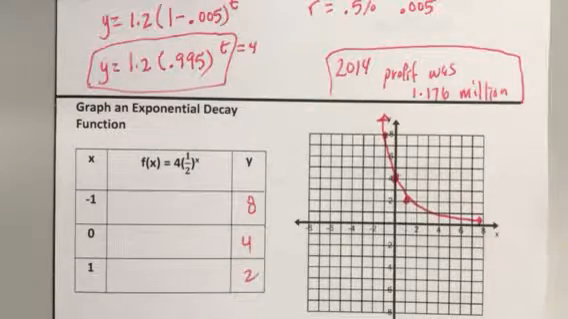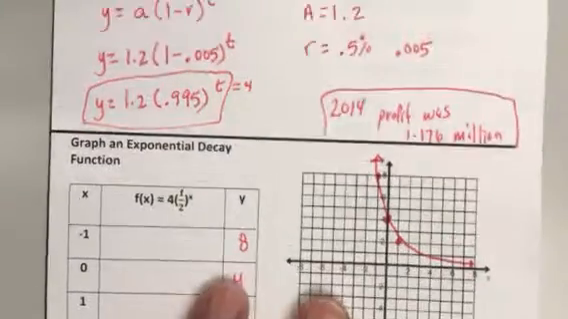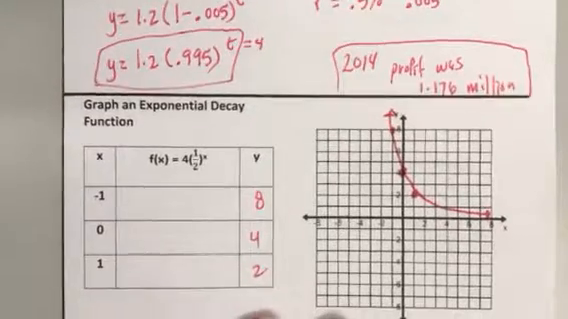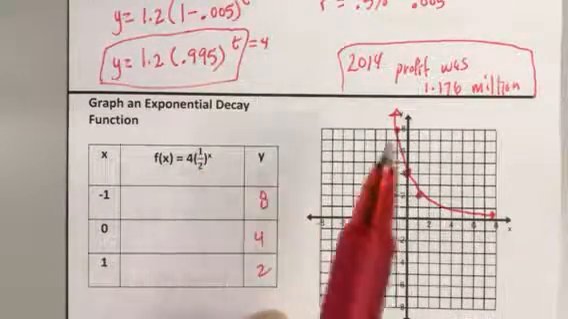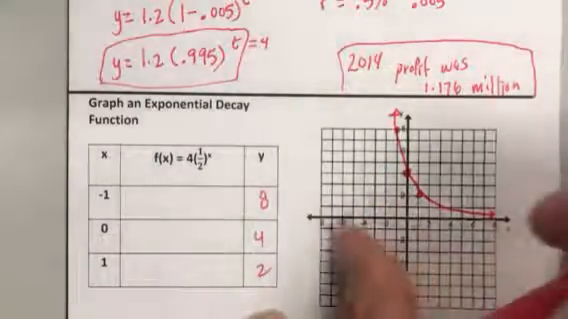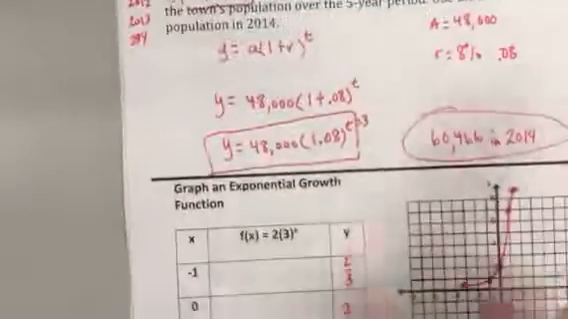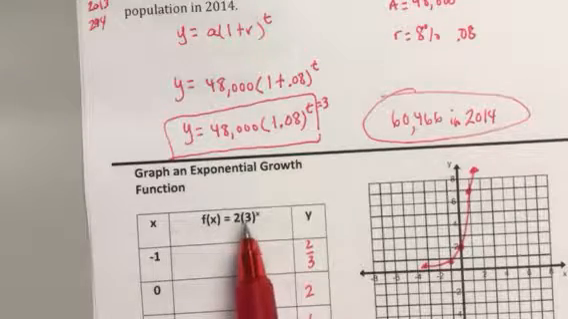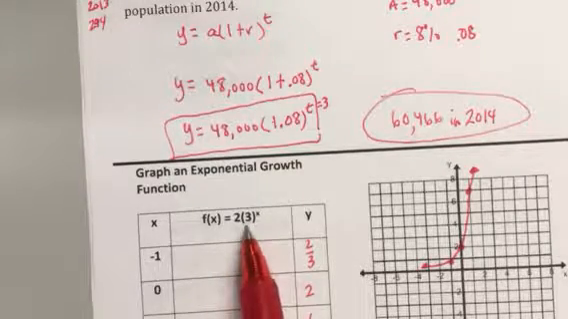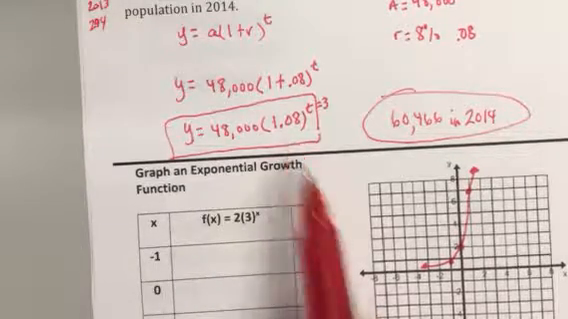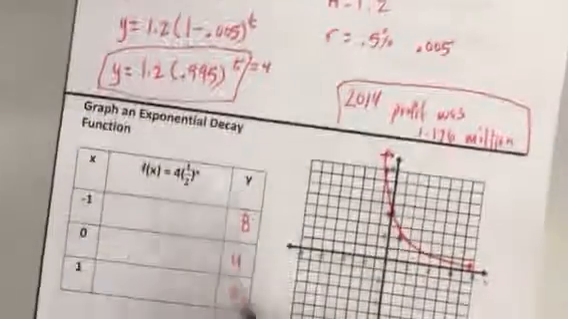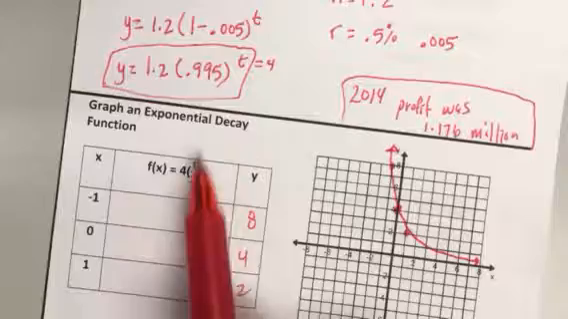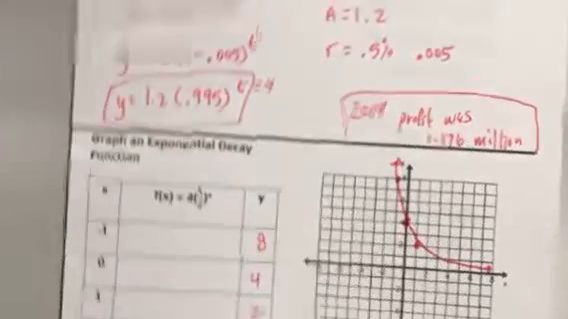So growth and decay. Again, I'll try to explain one last time. If the number inside the parentheses is a number less than 1, then it's decay. If the number inside the parentheses is greater than 1, then it's a growth. Here, the numbers inside the parentheses are both less than 1, so they're both decays.